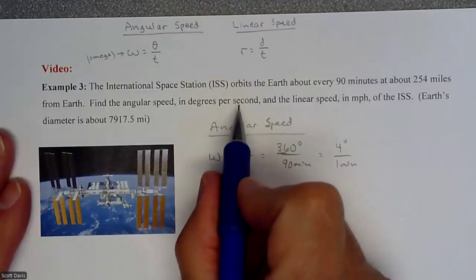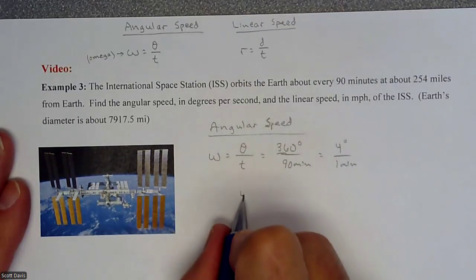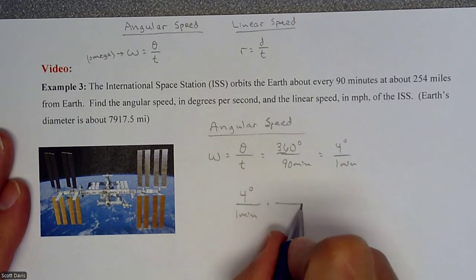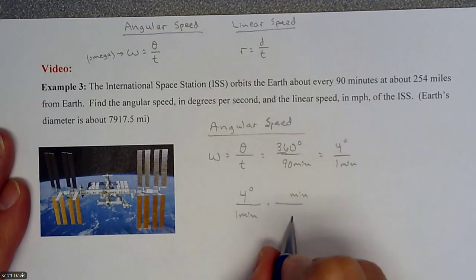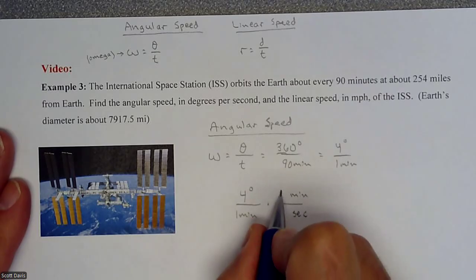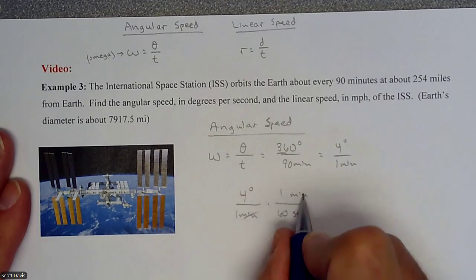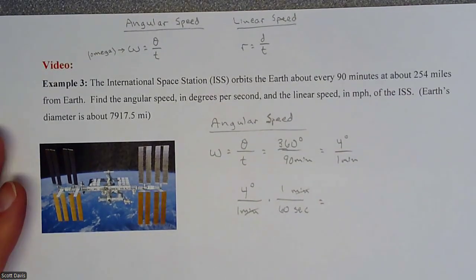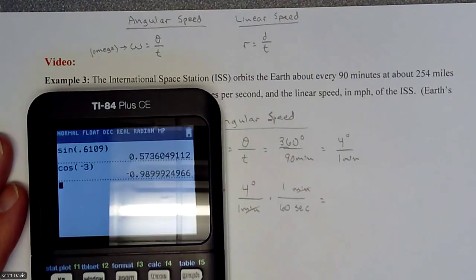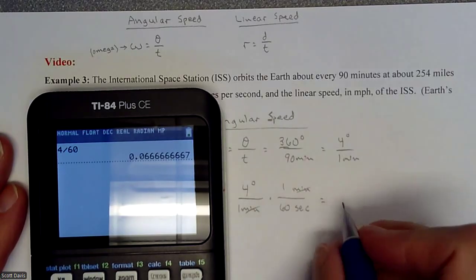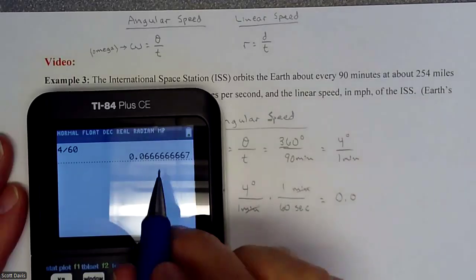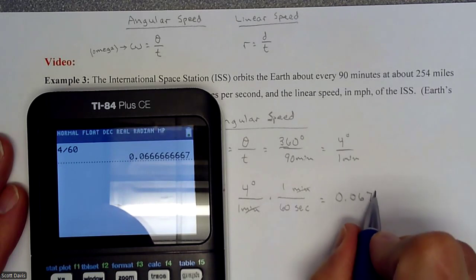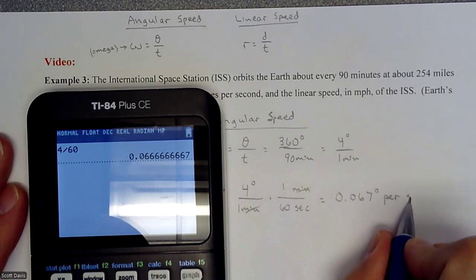But they want it in degrees per second. So I'm going to take this 4 degrees per 1 minute, and I'm going to convert minutes to seconds. And 1 minute is 60 seconds, so the minutes will cancel, and we have 4 divided by 60. And if we throw that into a calculator, 4 divided by 60 is 0.0. Let's go 3 decimals. 0.067 degrees per second.